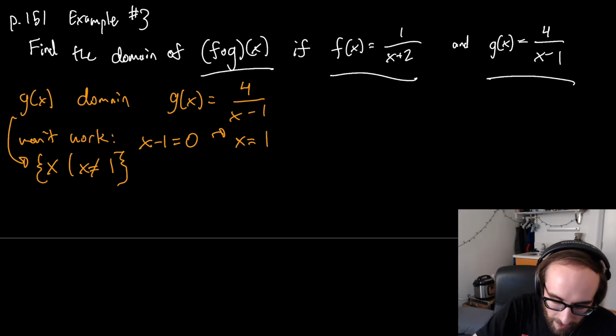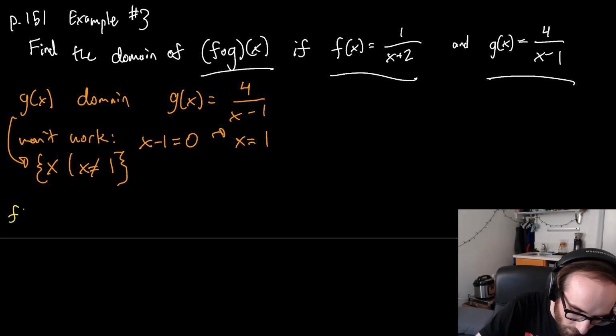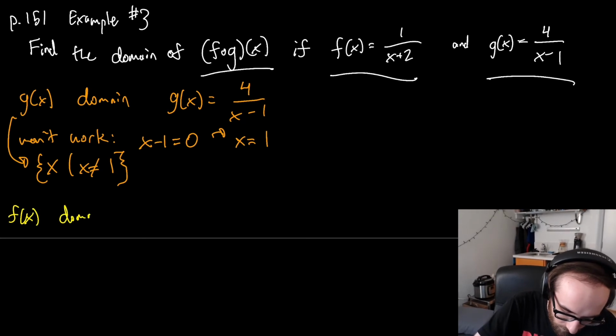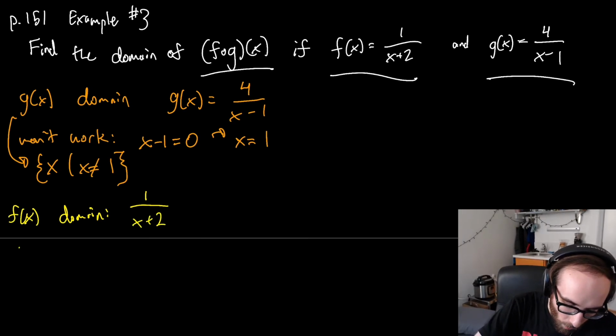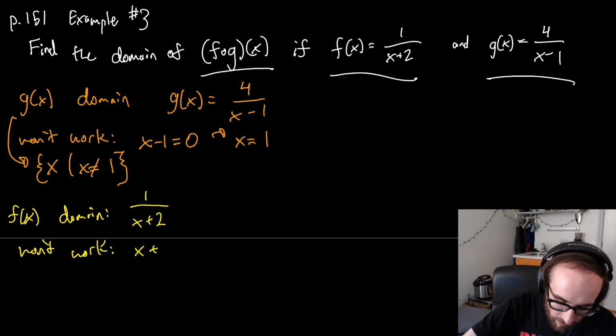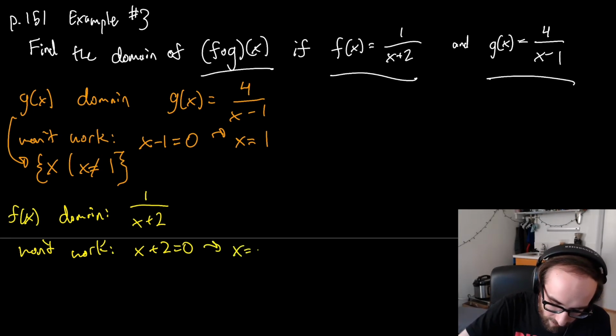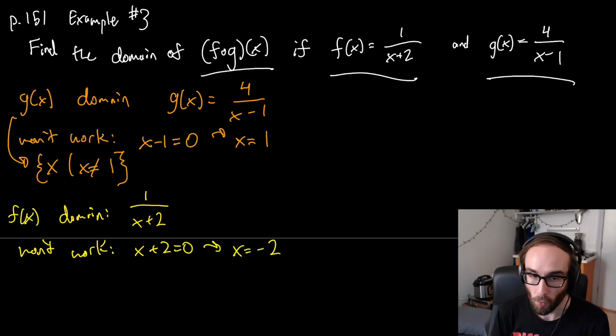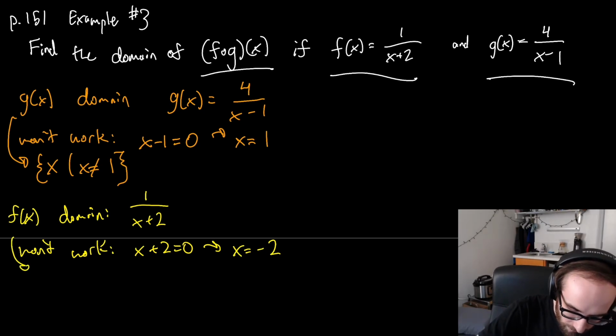Next, let's take a look at f of x, our f of x domain. So here, again, we have 1 over x plus 2. So we know that what won't work is any x value where we get 0 in our denominator. So x plus 2 equals 0. In other words, when x is negative 2, it won't work. So for our f of x domain, we have x values where x is not equal to negative 2.